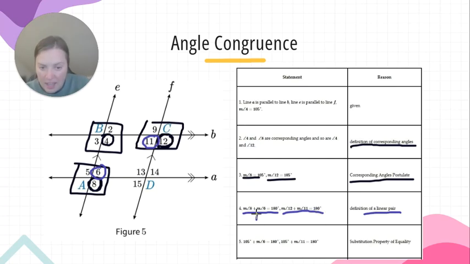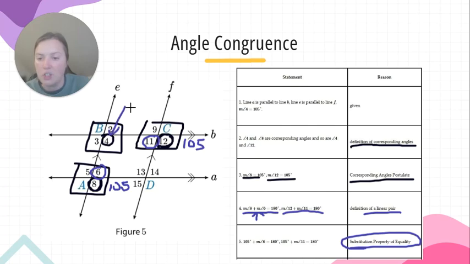Now we have these lovely equations here. The measure of angle 8 plus the measure of angle 6 is 180. The measure of angle 12 plus the measure of angle 11 is 180. Because of the substitution property of equality, we can replace anywhere we see an 8 with 105, and anywhere we see a 12 with 105, because we've already said that these two angles are congruent to angle 4. They have equal measures. And remember, angle 4 is 105 degrees.